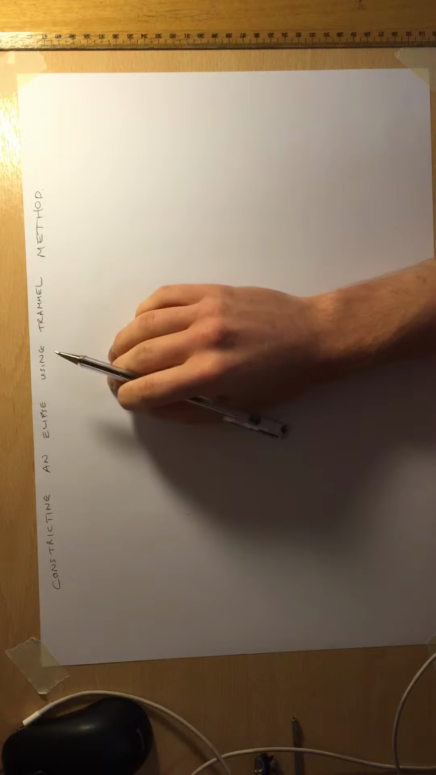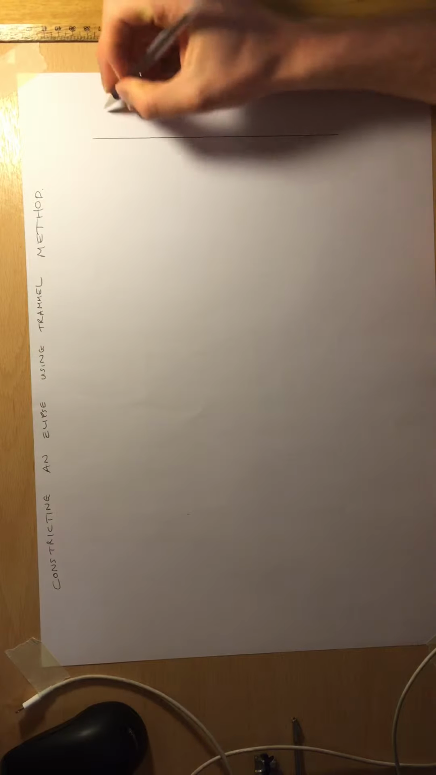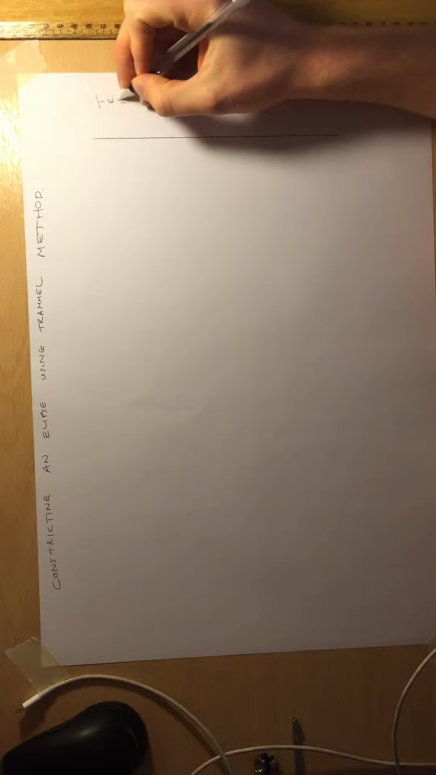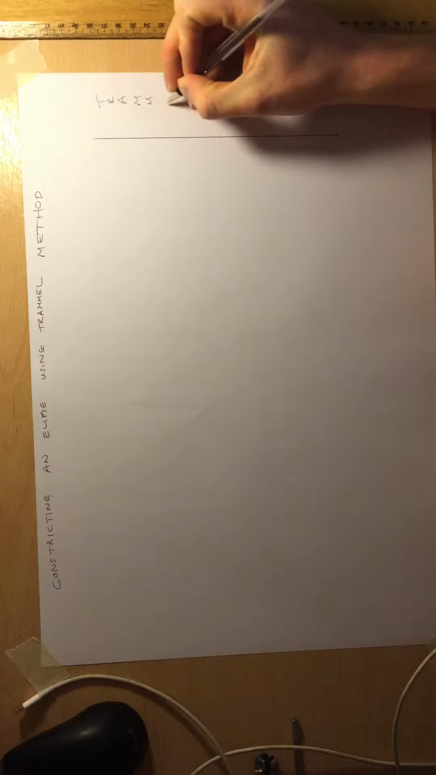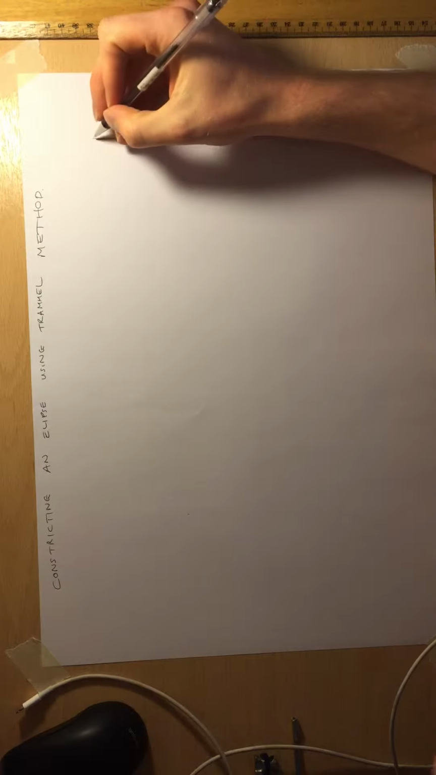In this question, we're asked to construct an ellipse using the Trammel method. I'm given dimensions. Okay. So, using the Trammel method, if I was to use my Trammel here, this line is representing my Trammel for whatever size ellipse I was to create.